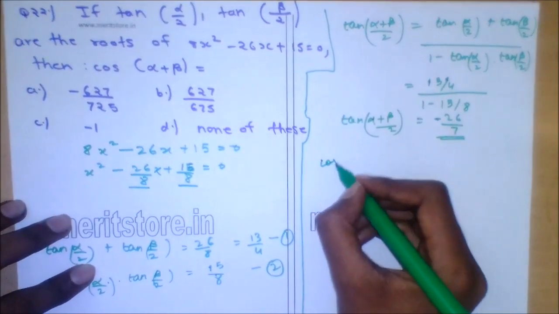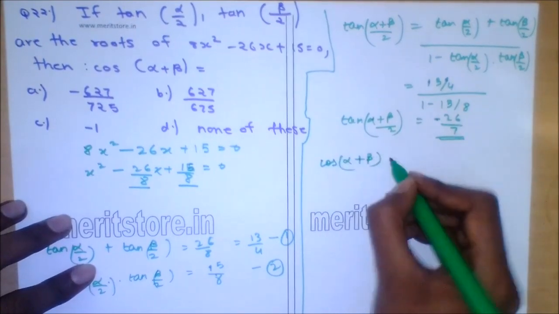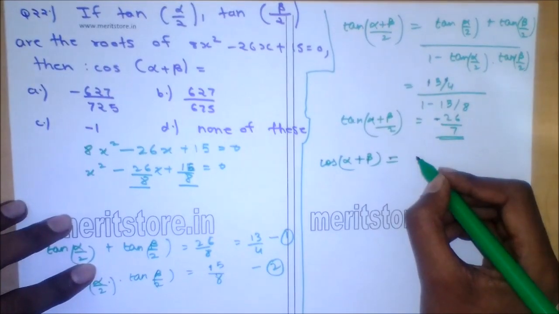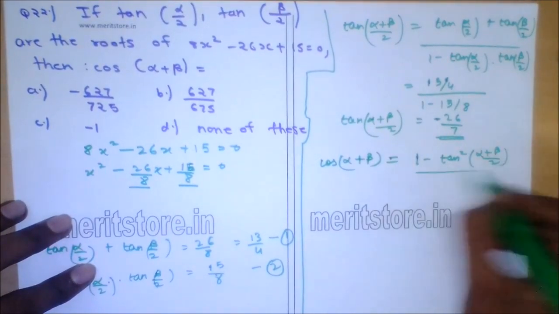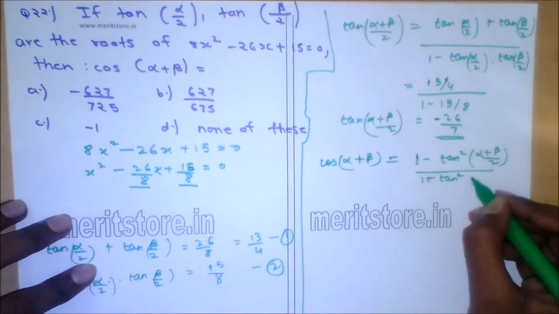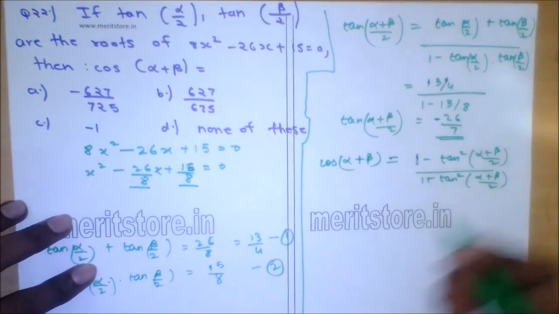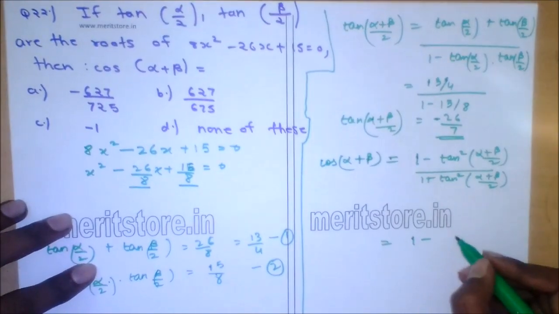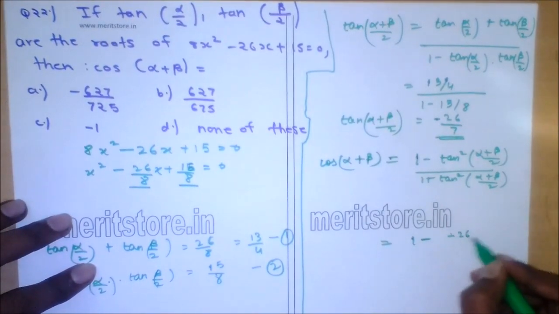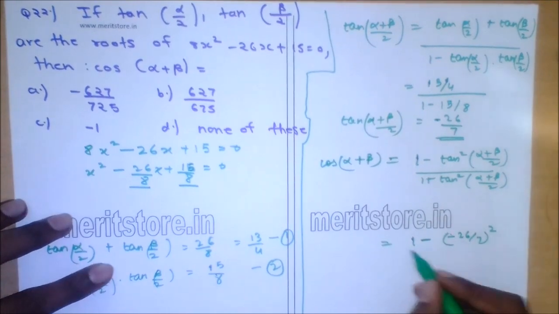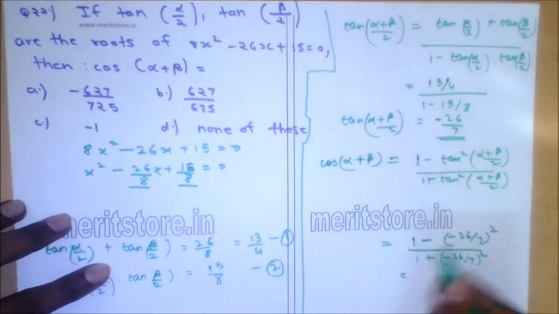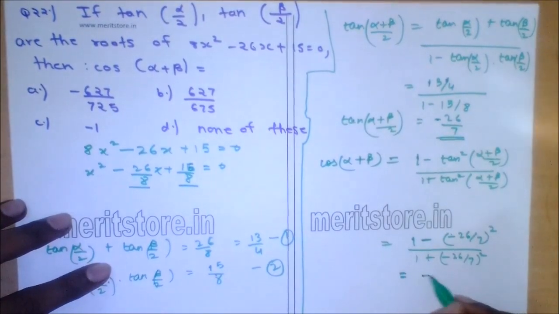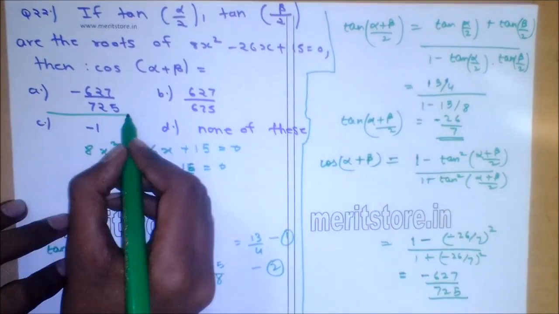Now cos of alpha plus beta in terms of half angle form of tan is 1 minus tan square alpha plus beta by 2 upon 1 plus tan square alpha plus beta by 2. So we substitute the value here, so we get 1 minus 26 upon 7 square upon 1 plus minus 26 upon 7 square. Solving this, we get minus 627 upon 725, which is option A.